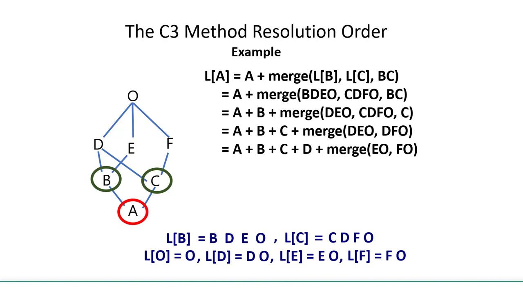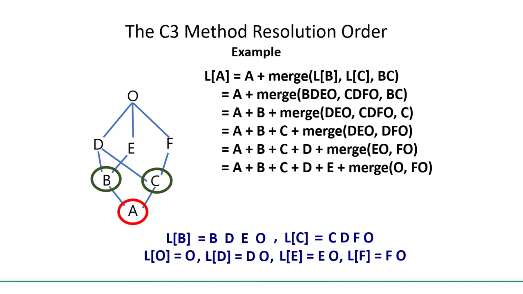We could clearly see that the head of the first list, which is E, is not part of the tail of any of the remaining lists. And the only remaining list is FO, and E is not part of it, and hence we are going to remove class E and place it as part of the linearization expression of class A. So our new linearization expression is class A plus B plus C plus D plus E, and the final merge expression is class O and class FO.